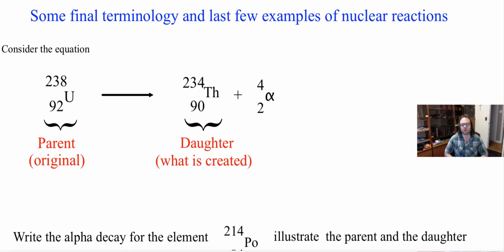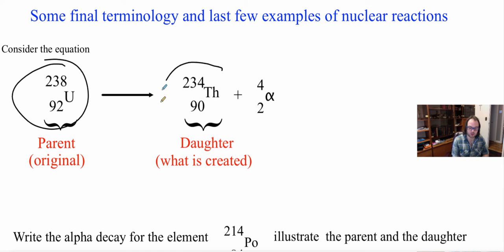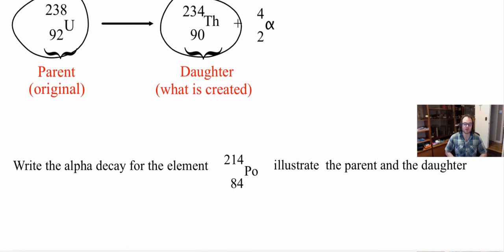Before we get into some energy calculations of radioactive decay, we first must go through some more definitions. My original element is going to be my parent, and my new element on the product side is going to be my daughter. The daughter is what's created, the parent's the original. So let's look at an example from before. When we looked at polonium-84 and it underwent alpha decay, what is my parent and what is my daughter? Well, the polonium-214 is going to be my parent, and my daughter is going to be the lead-82, or lead-210.